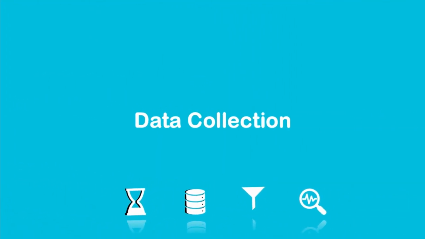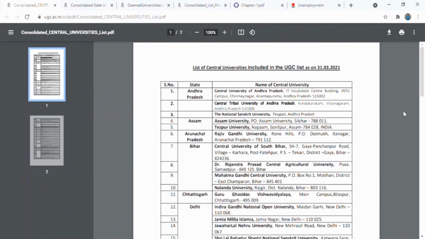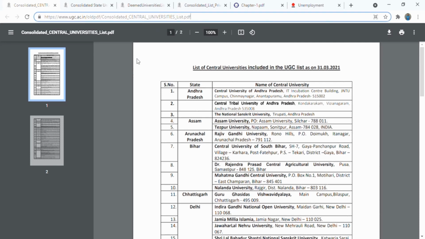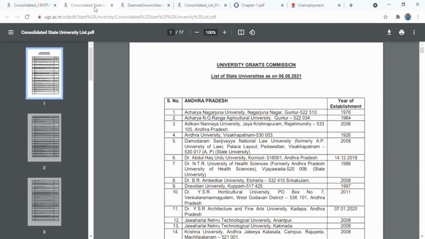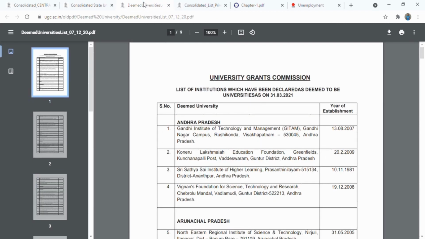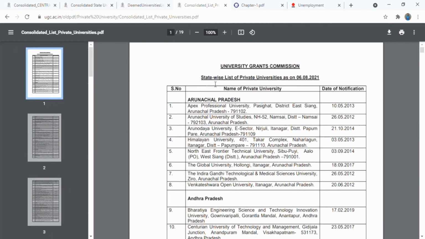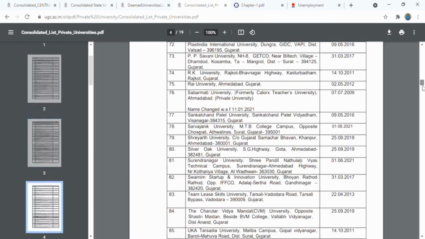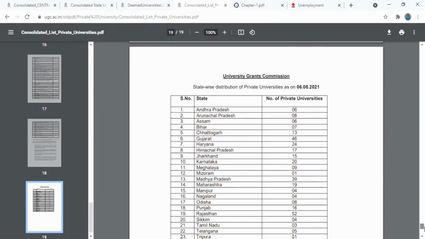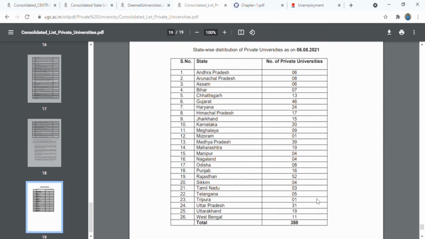For university, I have collected all the data from UGC site. They usually publish data every year. So here you can see central university list based on states and union territories. Next we have state university data. Then we have deemed university data. Next we have private university data for each state, and if you scroll down you can get a consolidated list with total number of university available in each state.